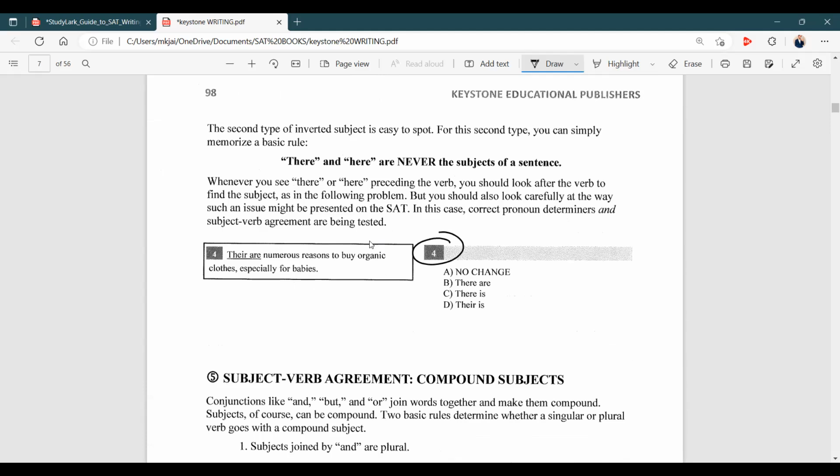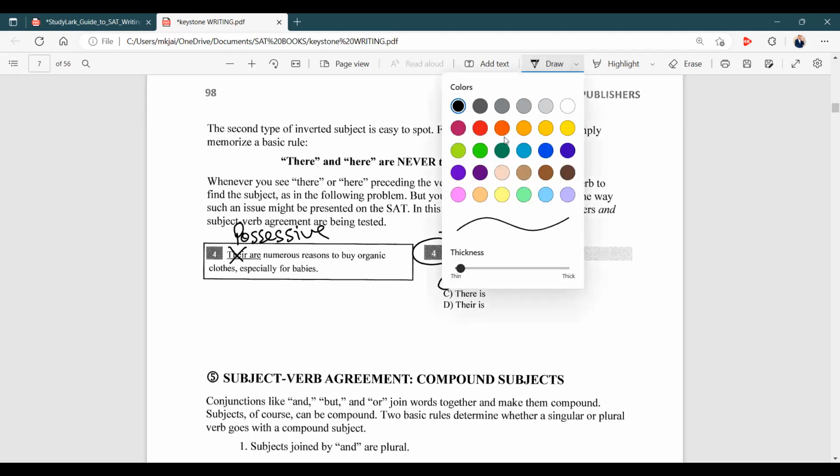Number 4. Mu'min, what's your choice here? There are no changes. I mean B. Letter B. Be careful. Okay, yes, all right. It must be B. Lovely, Mu'min, but why? Because first this is possessive, their, and there is for the plural.